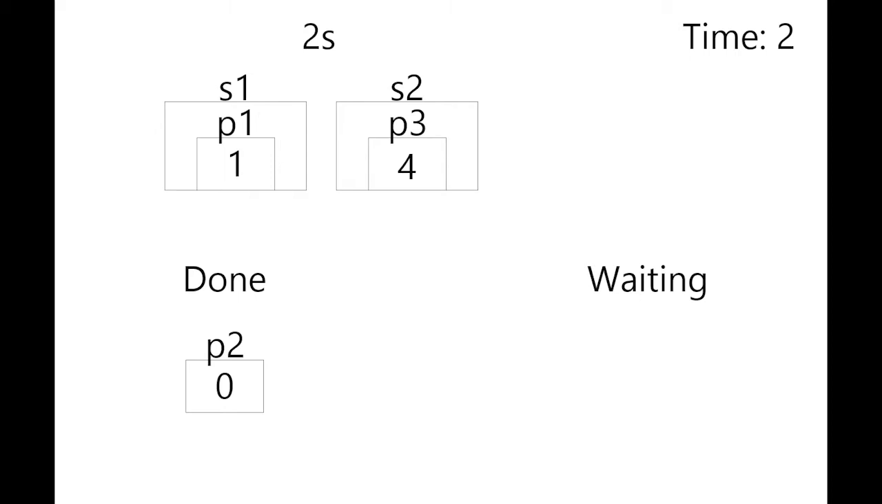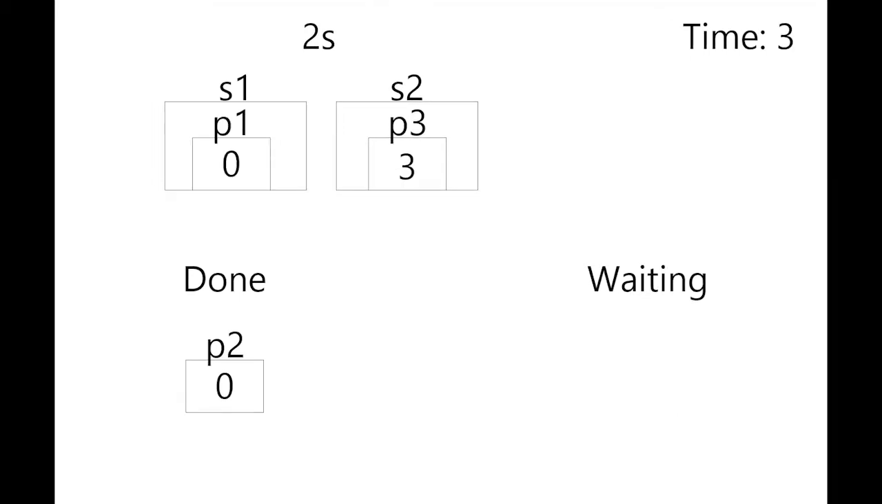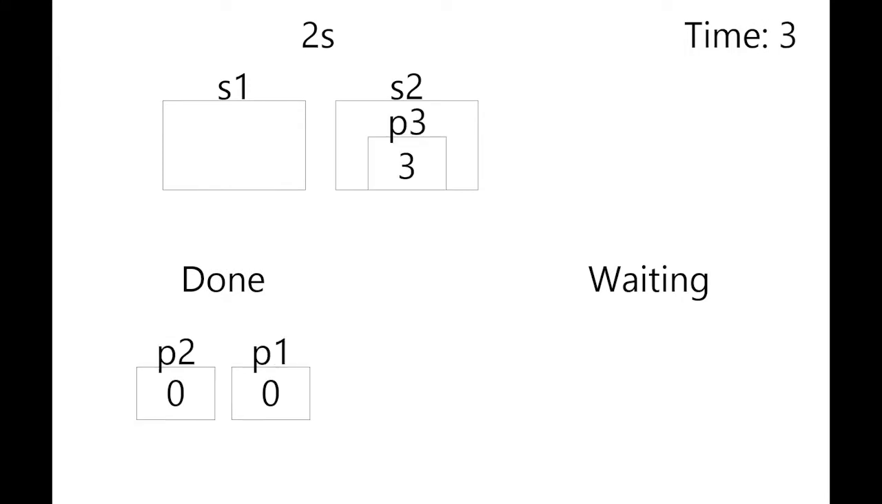Once a process has been in the server for more than 2 seconds and its execution time is greater than 0, it gets placed back into the waiting queue it came from. This continues until all of the processes are in the completed array.